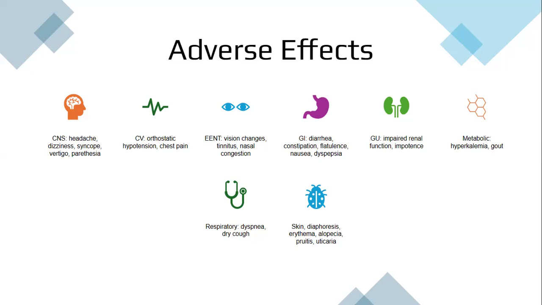Metabolic, it can cause hyperkalemia or gout. For respiratory, it can cause dyspnea or dry cough. And the skin, it can cause diaphoresis, arrhythmia, alopecia, pruritus, and urticaria.